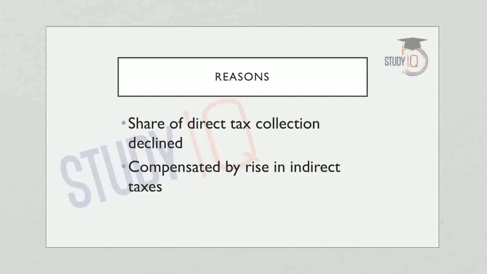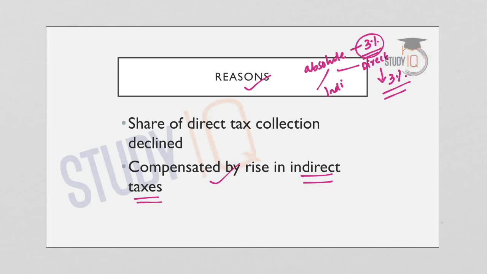Now moving on, let us understand the reasons for this increase in fiscal deficit. The first one: the absolute volume of central tax collection increased by 3% in the last 10 years. This is absolute, that means it includes both direct and indirect taxes. But what is the problem? The share of direct tax collection declined by 3%, and this is compensated by the rise in indirect taxes. So when we take direct and indirect taxes together, there has been an increase, but the direct tax collection has declined.